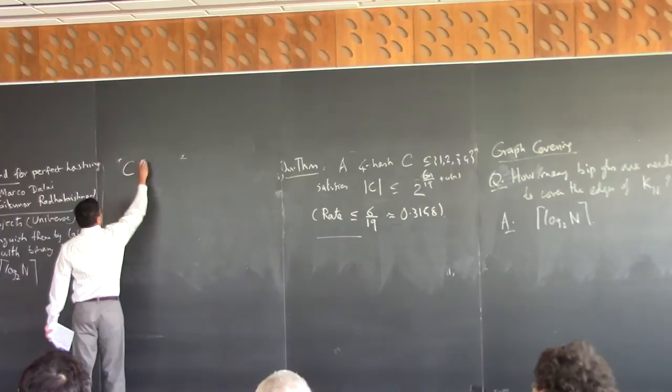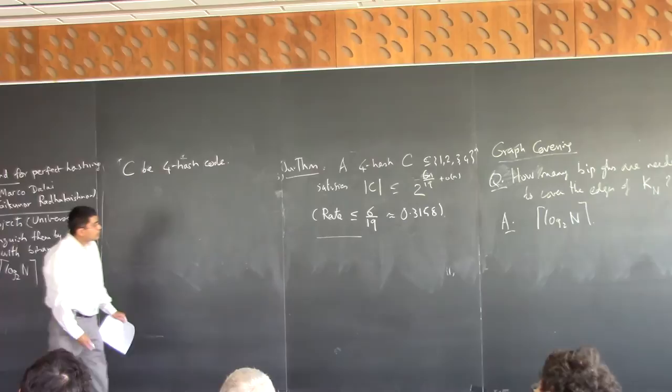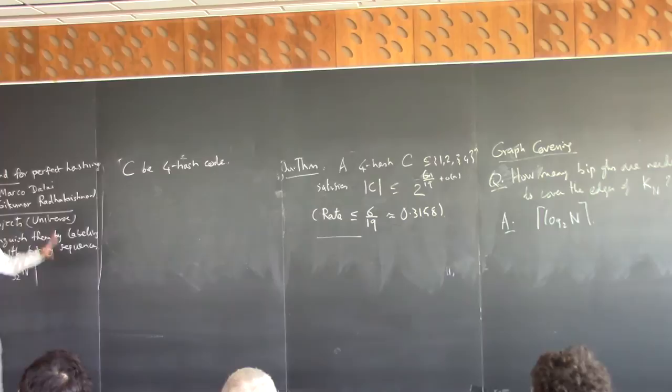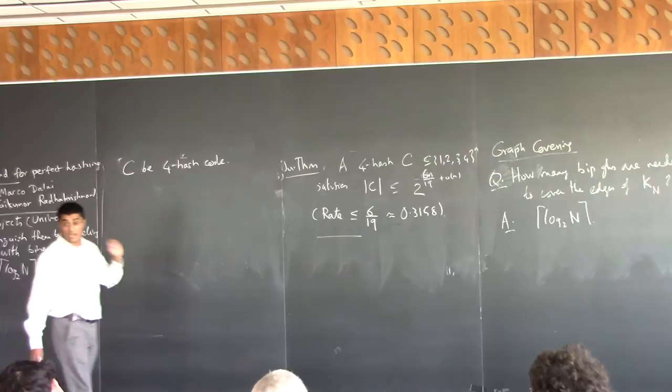All right, so now why does this lemma really help? So let C be a four hash code. So now, for the last 10, 15 minutes, I'll give you some idea about, oh, I shouldn't have erased this thing. So I had the Fredman, Komlós, and Szemerédi bounds, but the bounds are not important. I'll say how both proofs, and in fact, our proof, all have the same common structure of using graph covering. Okay, so how does that come up?